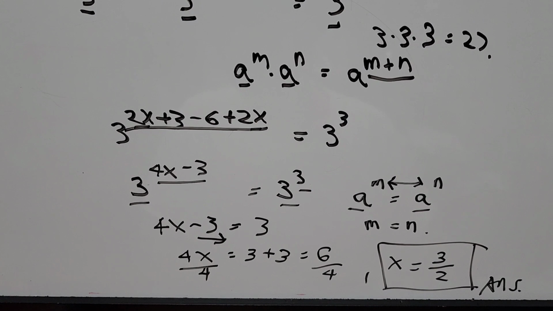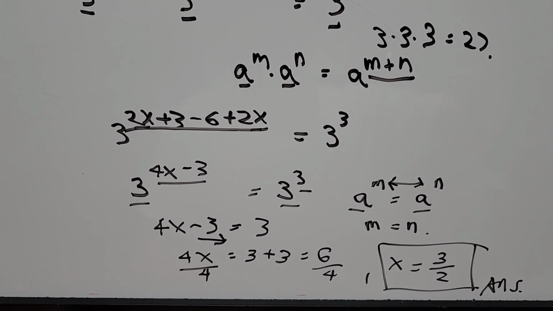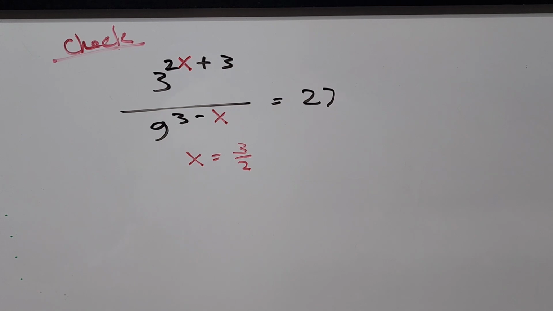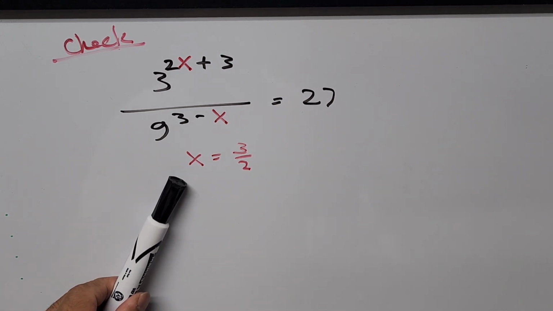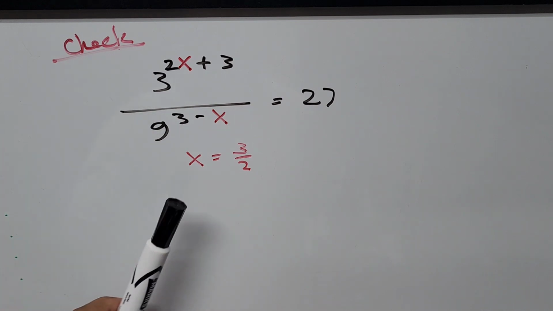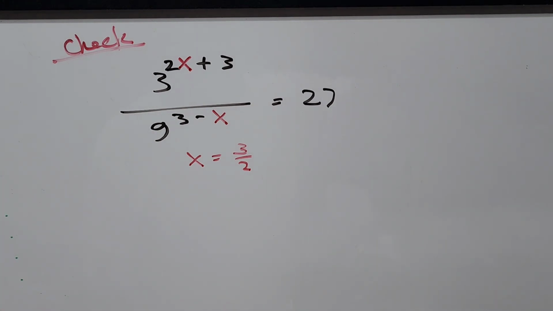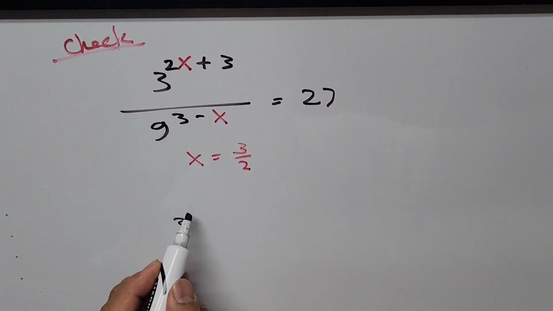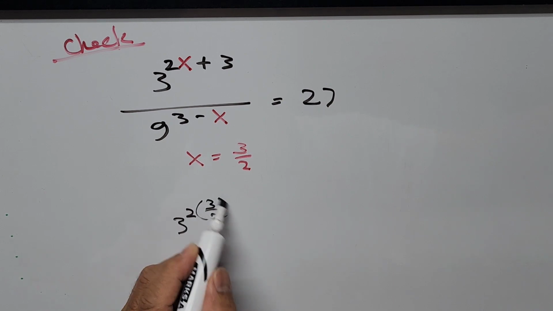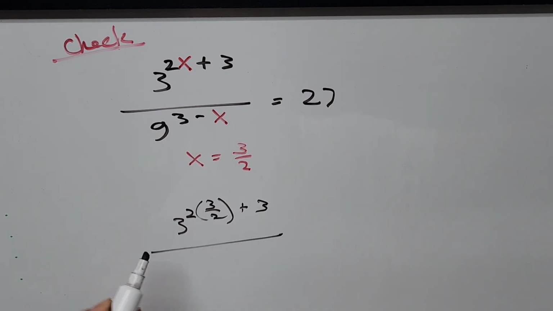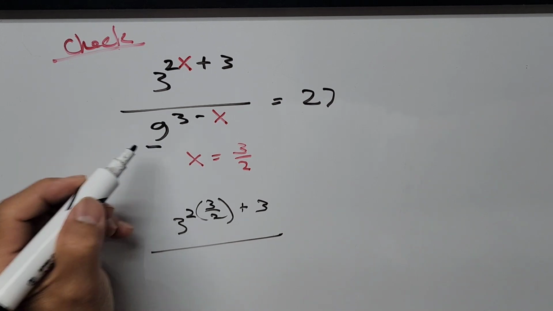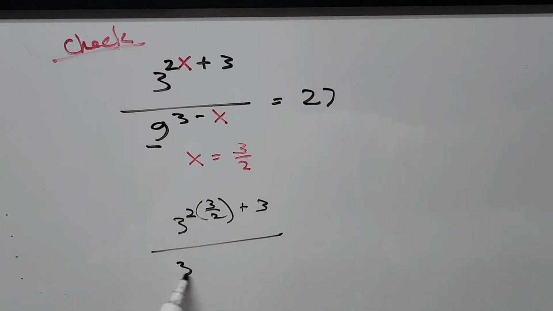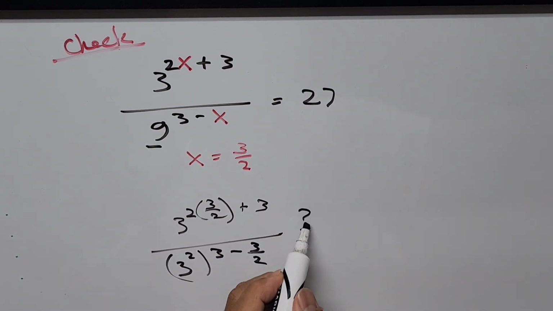And so from here, are we going to check our answer? We sure can, right? Alright, so let's do that. We have here our original equation and the value of x. So plug in the value of x into our equation to check if our answer is correct. So let's go ahead and do that. And so we have 3 to the power of 2x, where x is 3/2, plus 3, divided by 9, which can be converted to base 3, so that is 3 squared, right? To the power of 3 minus x, where x is 3/2. Will this be equal to 27?